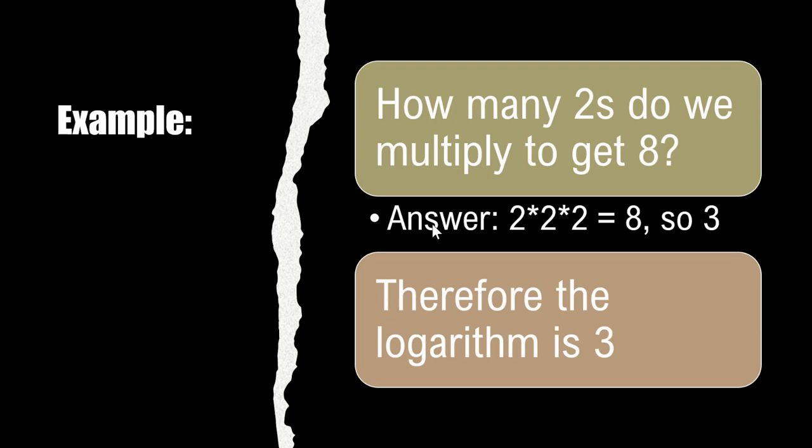All right, so look at this example. It says, how many 2's do we multiply to get 8? Well, here's the answer: 2 times 2 times 2 equals 8, so 3. Therefore, the logarithm is 3. The logarithm is 3. That would be the exponent.